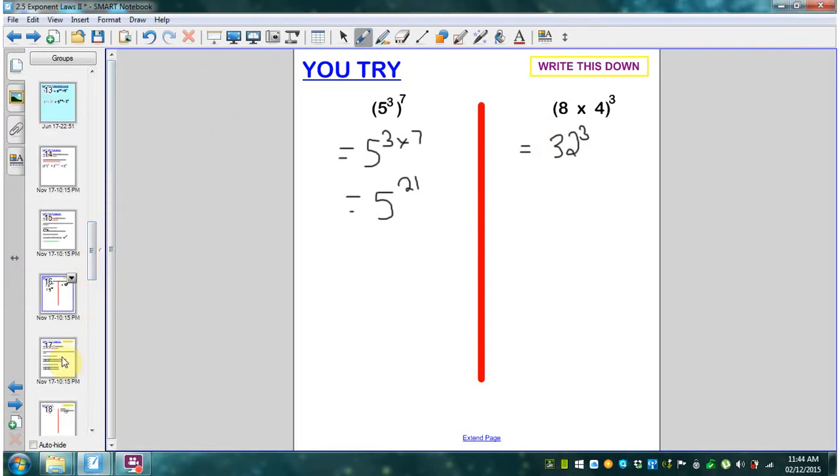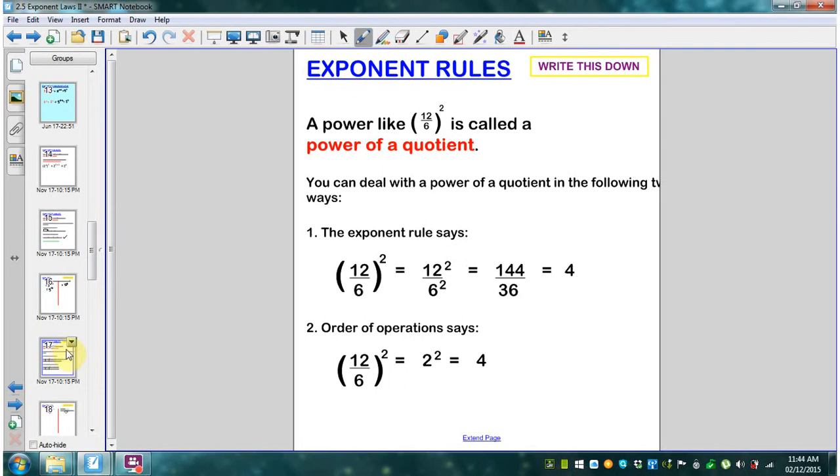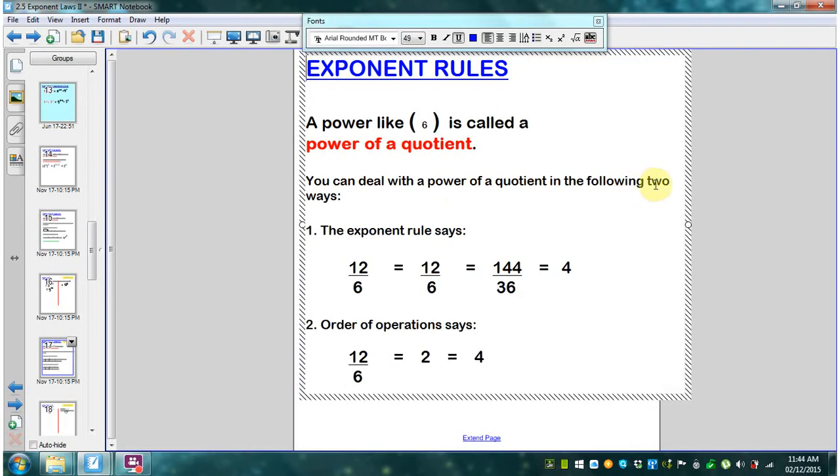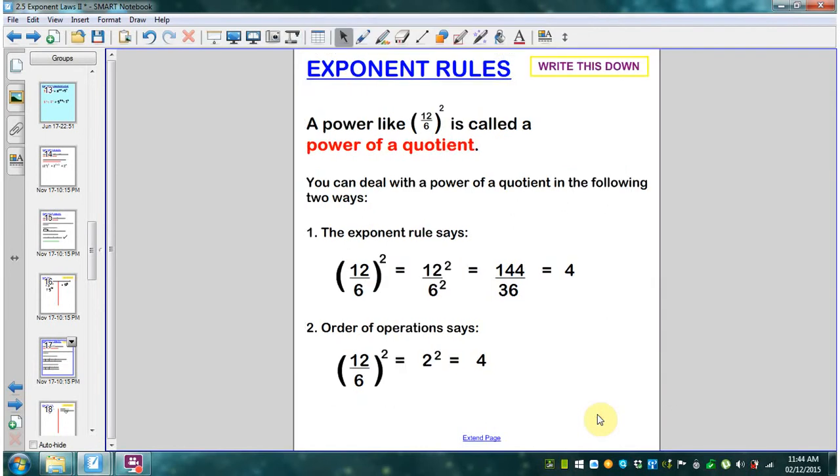Alright, now moving on to some new things. Here's the last exponent rule that we're going to be working with. It's very simple. It follows the power of a product rule, but this time we're having power of a quotient. So pause the video, write out these notes, and when we come back, we'll discuss it.